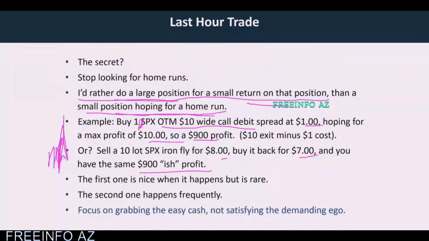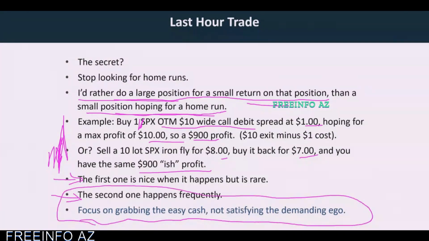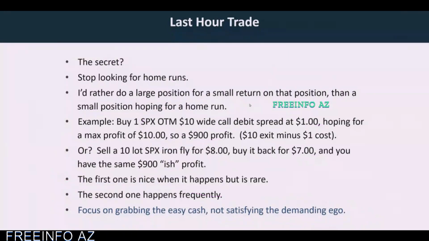You want to play the game the way it's rigged, is the way I look at it. So the first one is nice when it happens, but it doesn't happen a lot. And the second one, it's not that exciting, but it happens a lot. If you're in this for excitement, that's going to drive your trading. And if you're in this to make money, that's going to drive your trading. They're different things. What I've learned over time is focus on grabbing the easy cash, not satisfying the ever demanding ego.